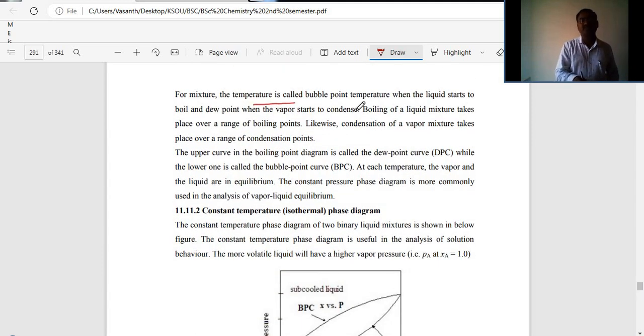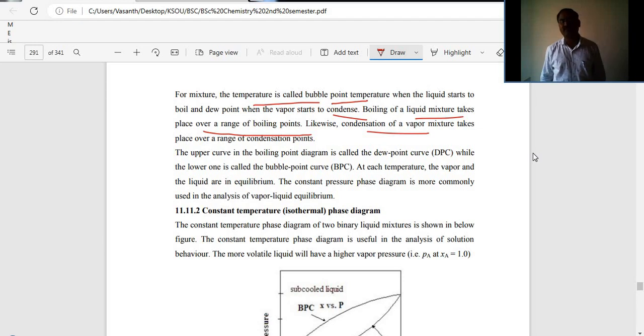For a mixture, the temperature is called bubble point temperature when the liquid starts to boil, and dew point when the vapor starts to condense. Boiling of liquid mixtures takes place over a range of boiling points. Likewise, condensation of vapor takes place over a range of condensation points.